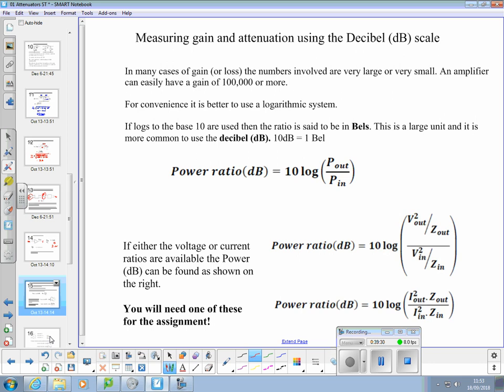If logs to the base 10 are used, the ratio is said to be in bels. This is a large unit and it is more common to use the decibel or dB, with 10 dB equaling 1 bel. Now, we get the power ratio in dB by taking 10 times the log of P out over P in. So that's how we work out what the power ratio is in dB, from the power coming out in watts divided by the power going in in watts. All right? We'll look at some examples in a minute.